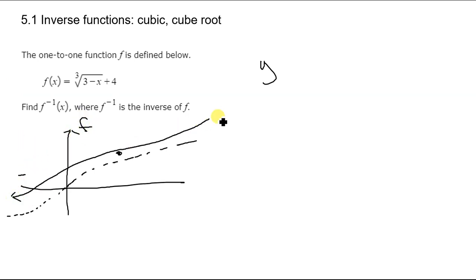And notice the behavior here. It goes from positive infinity to minus infinity. And so the domain of f inverse will be the same as the range of f, which is from minus infinity to positive infinity. Now let's find our inverse function.